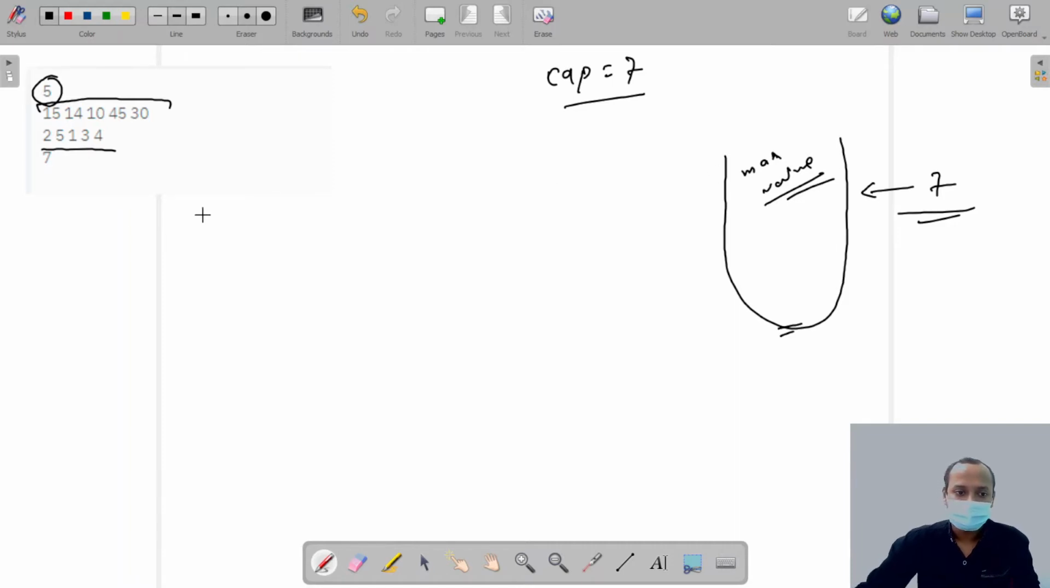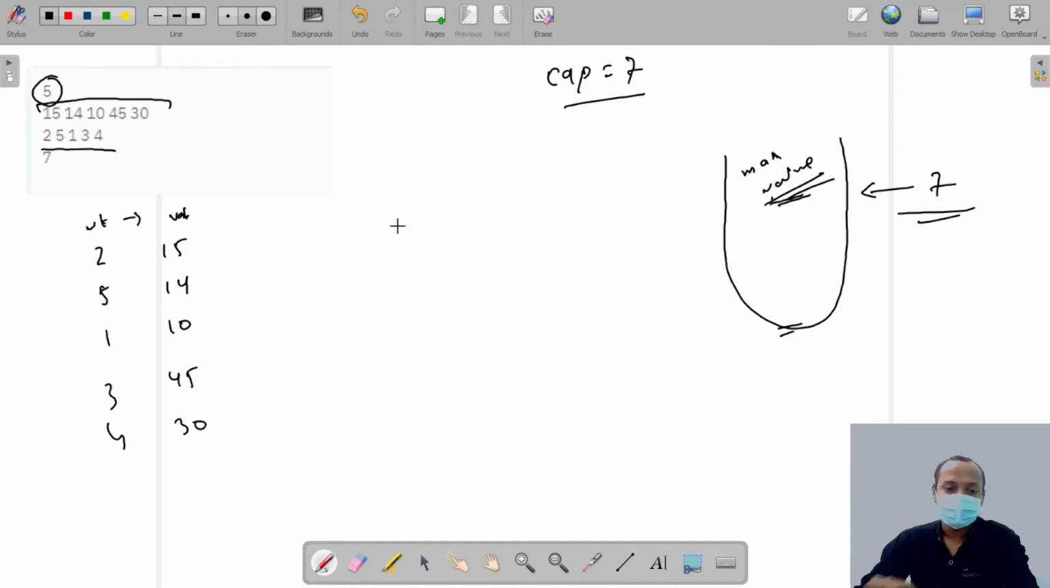Alright, so you write here, we have been given 5 items, with weights 2, 5, 1, 3, 4. This is the weight of the items, and here I am writing the values, that is 15, 14, 10, 45 and 30, and these are the values corresponding to these items. So we have 5 items and a bag, and we have to put these items in our bag and create a maximum value.